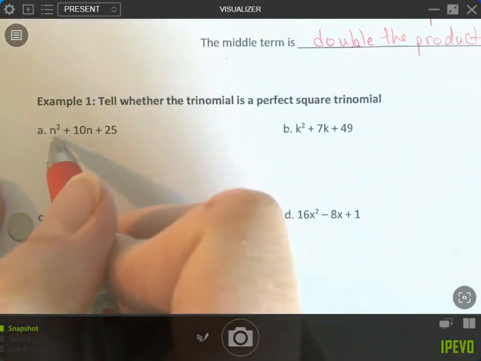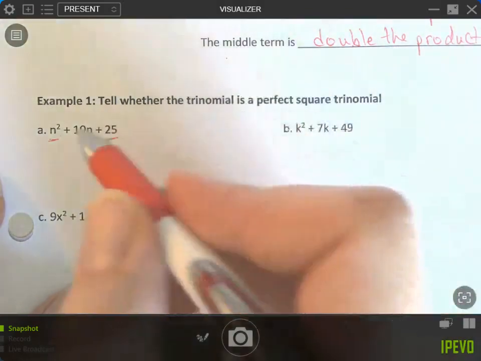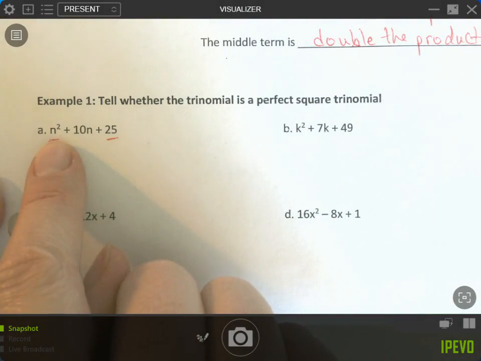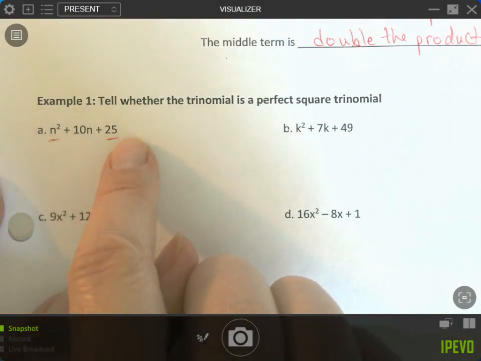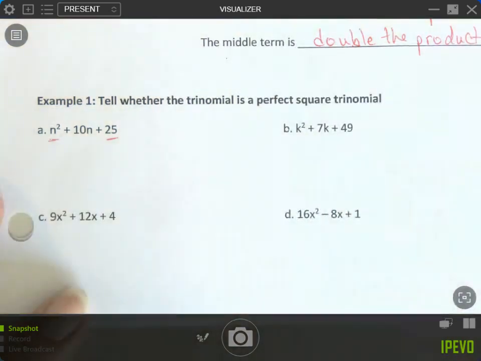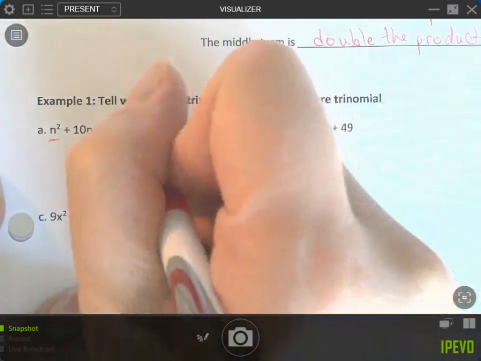All right, is the first term a perfect square? n times n. Is the last term a perfect square? 5 times 5. Is the middle a product of those roots? The square root of n squared is n. What's the square root of 25? 5. So if you double 5n, you get what? 10n. It's the exact same thing. Wow. It is. So it's asking, is this a perfect square trinomial?